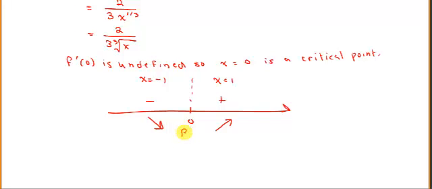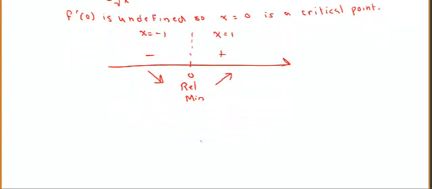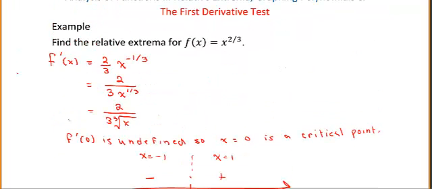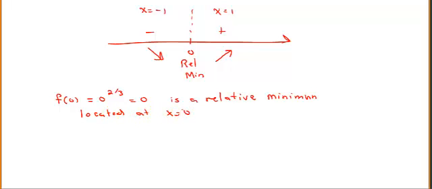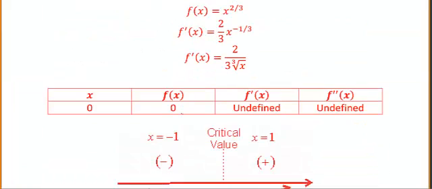So there is a relative min at 0. And now let's see, what is that relative min? The relative min is f of 0, and f of 0 is 0 to the 2/3, which is equal to 0. All right, this is a relative minimum, located at x equals 0.